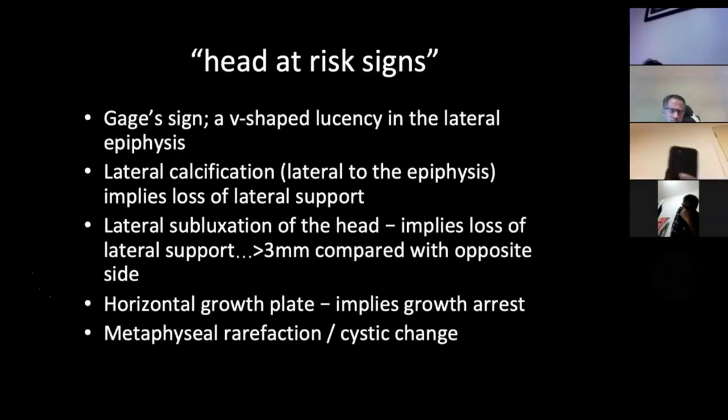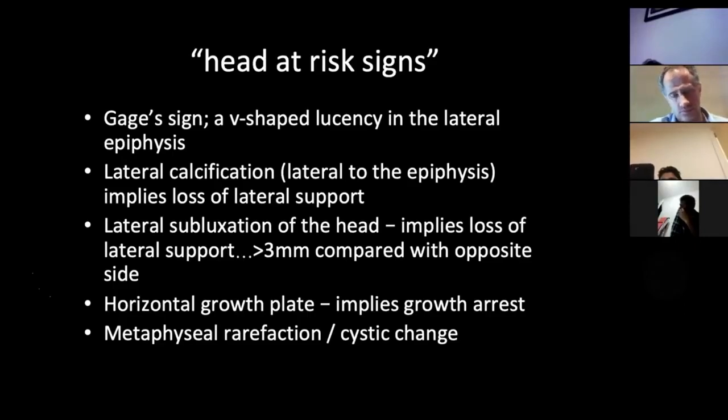So let's look at some of the things. One of the things you'll come across in your exam is Catterall's head at risk signs. And even though I've not gone through Catterall's classification, because I don't think it's necessary, these are the head at risk signs that I think you probably should know. So one of them is Gage's sign, and what that is, it's a V-shaped lucency in the lateral epiphysis, which I'll show in a sec. Lateral calcification, lateral to the epiphysis, which implies a loss of the lateral support. Lateral subluxation, again, similar, implies loss of support. If it's more than 3 millimeters, we'd be concerned.